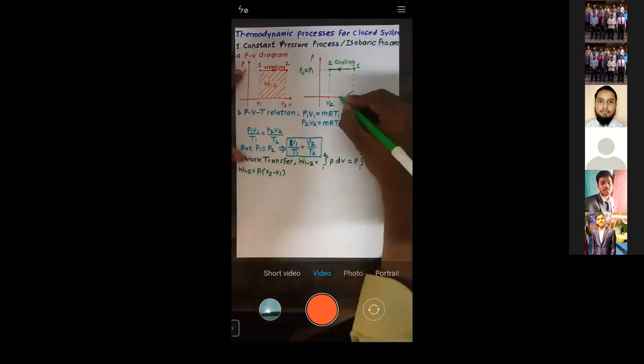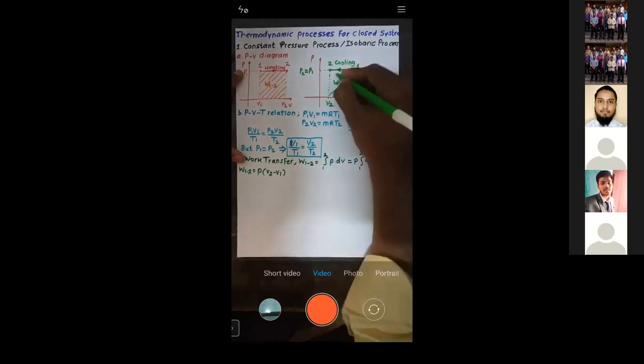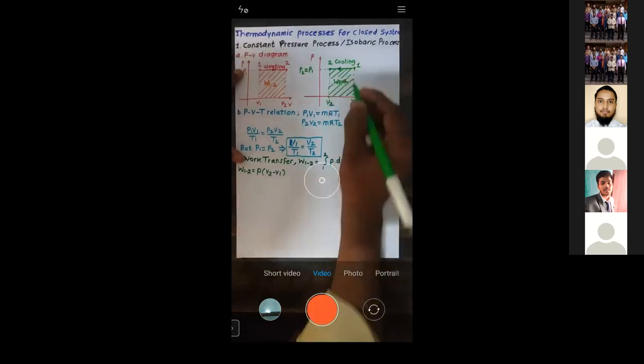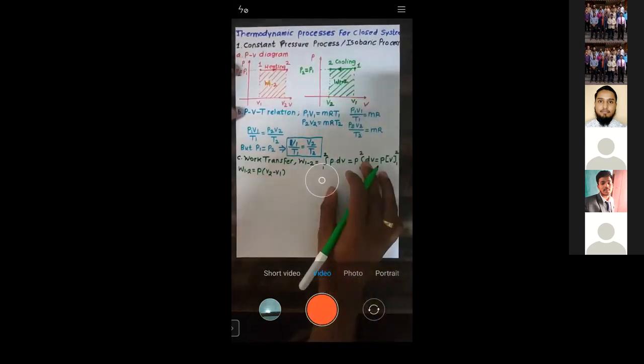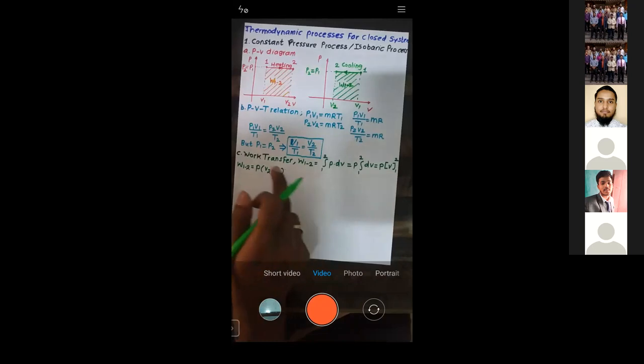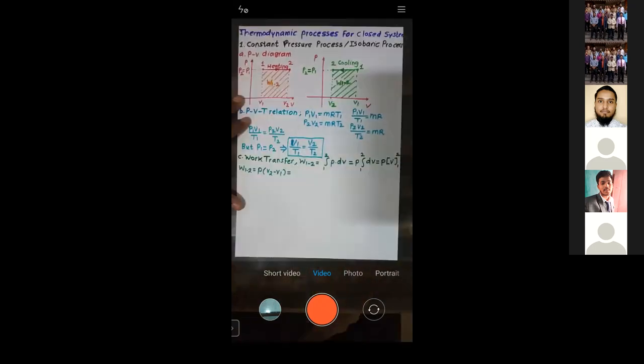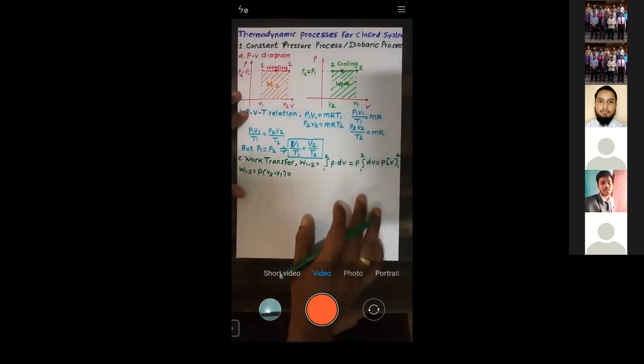Are you getting the same answer? See here, this is P, that is pressure, into V2 minus V1. See, same answer we are getting here. Is that clear? Is that clear, all of you? Yes, sir.